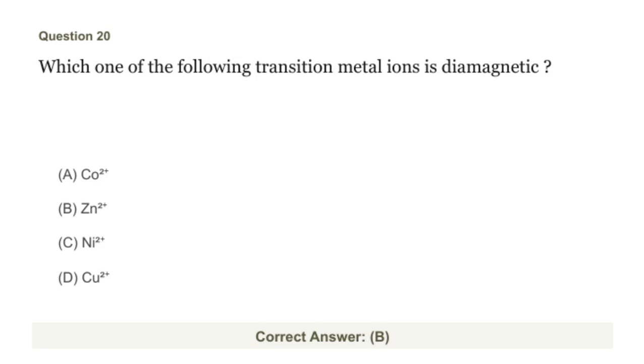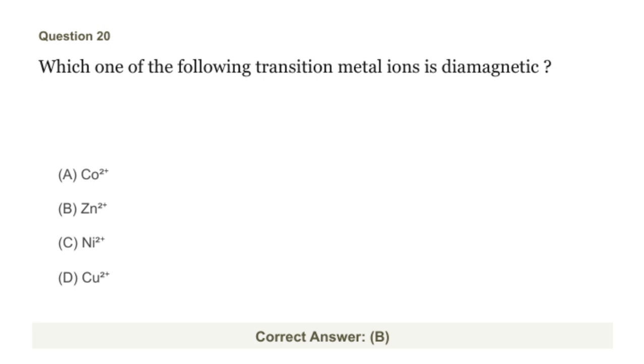Let's look at this question about diamagnetism in transition metal ions. The correct answer here is B, zinc ion, Zn2+. Now, what's key about diamagnetism? It occurs when all the electrons in the ion are paired, so there are no unpaired electrons generating a magnetic field. In transition metals, the number of unpaired electrons depends on the electron configuration. For Zn2+, the electron configuration ends with a fully filled d orbital, specifically 3d10, meaning all electrons are paired.